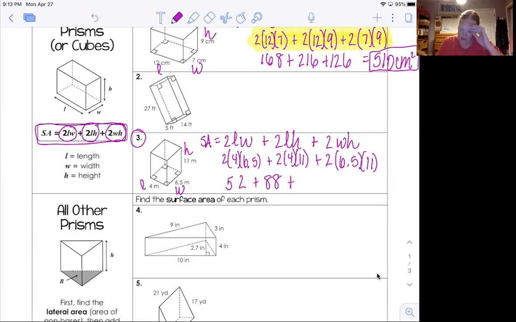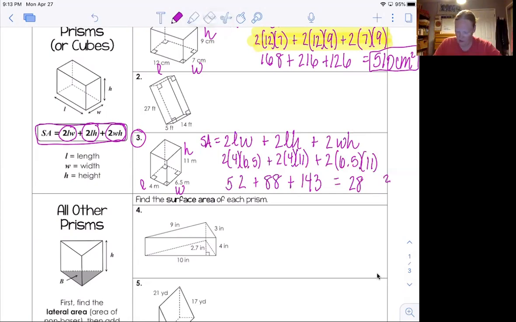Plus 2 times 11 is 22. And 22 times 6.5 is 143. Don't worry, I didn't do that one in my head. I've got a little cheat sheet that I'm looking at. I would have probably typed some of those into the calculator, but I do try to do the mental math ones that I know I can. Okay, so I get 283 meters squared.